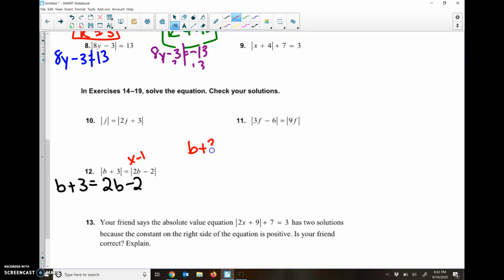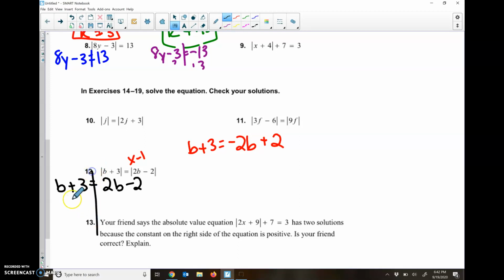So I'm going to have b plus 3 and now multiply by -1, negative 2b. Multiply by -1, -1 times -2 is positive 2. So kind of tricky there because the 2b ends up becoming negative and the -2 ends up becoming positive.